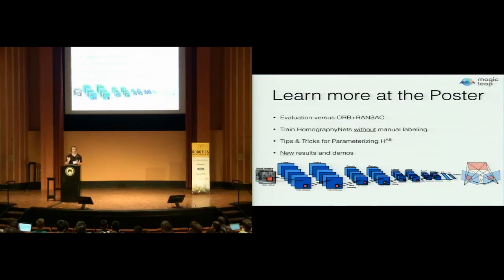I'd encourage you all to come learn more at the poster. I'll go into more depth with a more in-depth evaluation of the homography net versus the ORB plus RANSAC approach, in which the deep network performs better on average. I'll show you how you can train these homography nets without the need for manual labeling, which is typically a big issue when applying deep networks to a new problem. I'll show you tips and tricks on how you can parameterize the homography to make learning work well. And I'll show you some new results and demos that you can't find online.